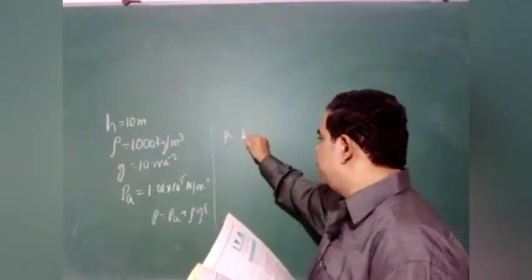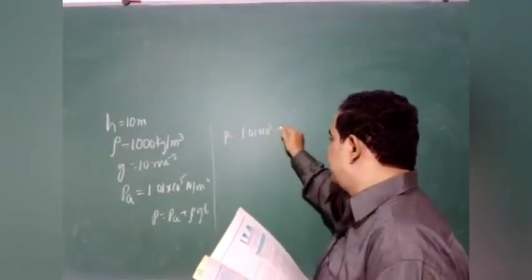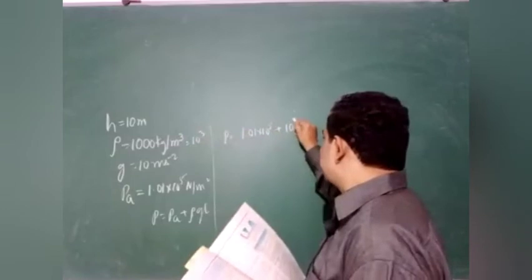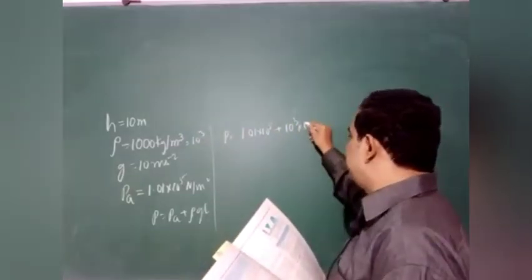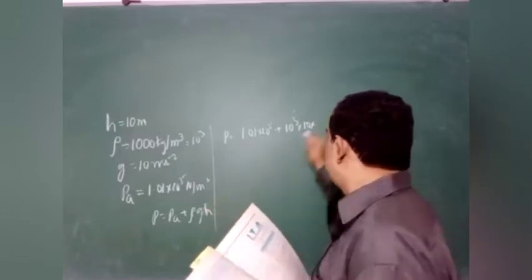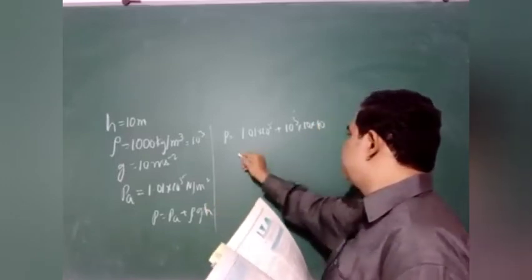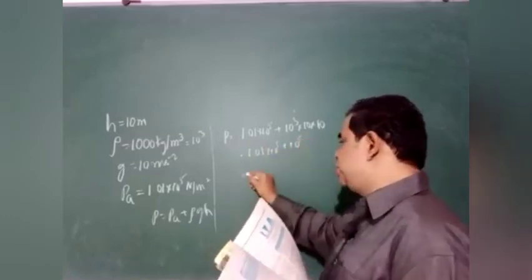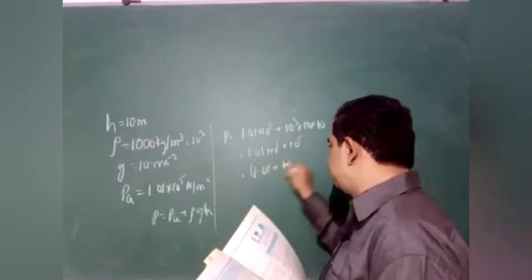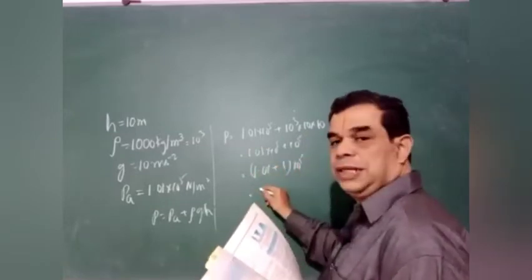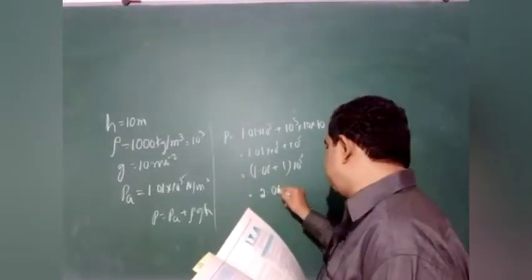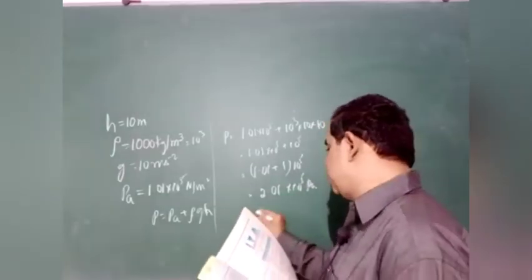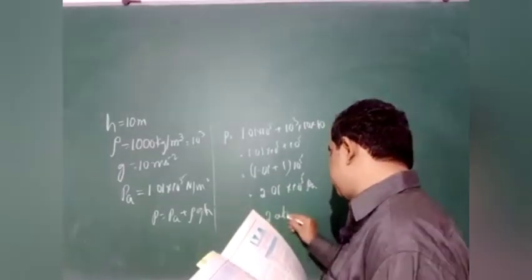P equals PA, 1.01 into 10 raised to 5, plus rho 1000, which we can write as 10 raised to 3, g 10, h 10. So how much is it? 1.01 into 10 raised to 5 plus 10 raised to 5. Take out 10 raised to 5 as common factor. That is 2.01 into 10 raised to 5 pascal or newton per meter square. Or approximately you can take 2 atmospheres.